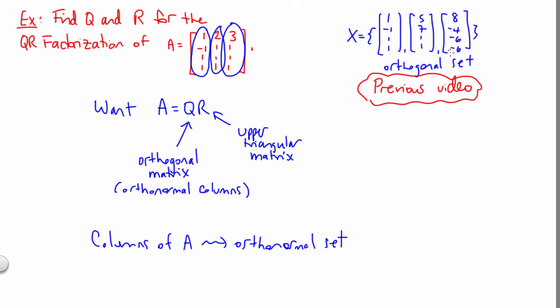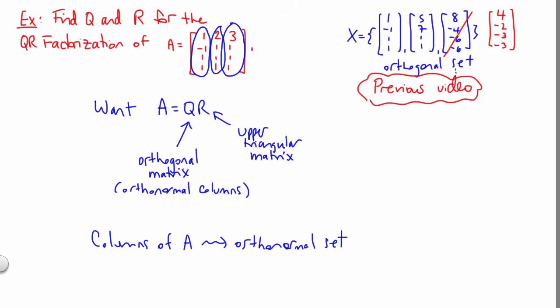We also mentioned in that video that we may want to simplify this last vector here. We could actually scale that by dividing each component through by 2. I think we should do that here just to keep the numbers a little bit simpler. So this last vector is going to become 4, -2, -3, -3. So at this point we have turned the columns of A into an orthogonal set.